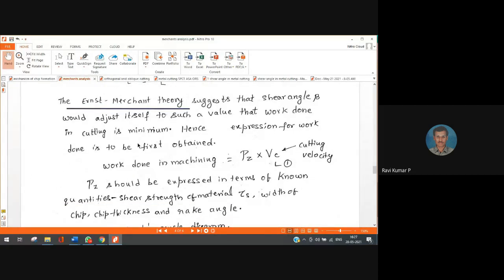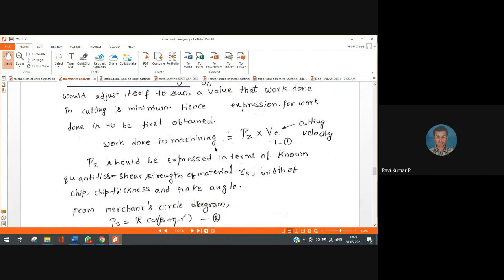So what does Merchant's theory tell? This theory tells that the shear angle will automatically adjust itself to such a value that the work done in cutting is going to be minimum. These two scientists proposed that the shear angle will take a value in such a way that work done in cutting is minimum. So mathematically I try to obtain the work done. Work done is equal to PZ into VC, so cutting force multiplied by cutting velocity, right?